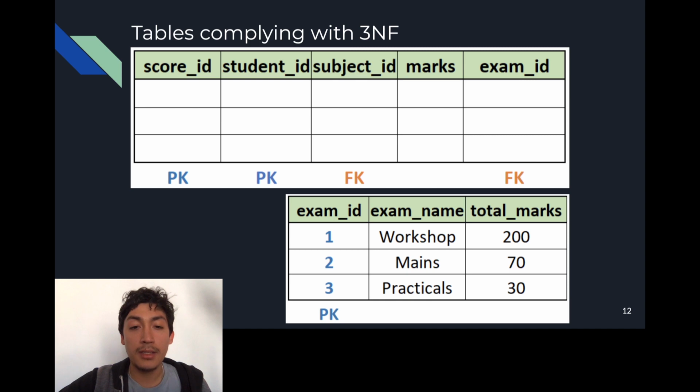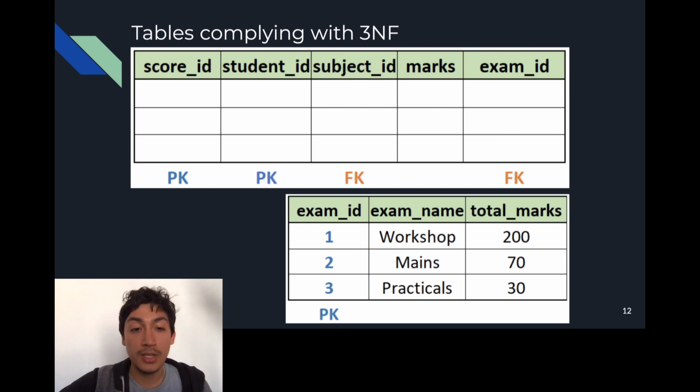Our primary key is still composed by score ID and student ID. Subject ID directly depends on the primary key, marks directly depends on the primary key, and exam ID directly depends on the primary key. So there isn't any transitive relations.